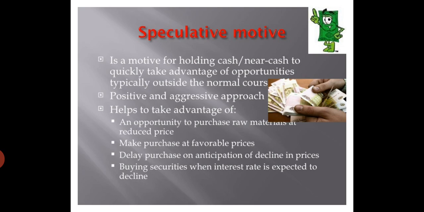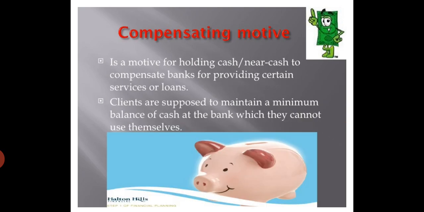So to meet that type of speculative characteristics, nature, that type of motive is known as what? That is speculative motive. Then compensating motive is a motive for holding cash or near cash to compensate the bank for providing certain services or loans. Clients are supposed to maintain a minimum balance of cash at the bank which they cannot use themselves.